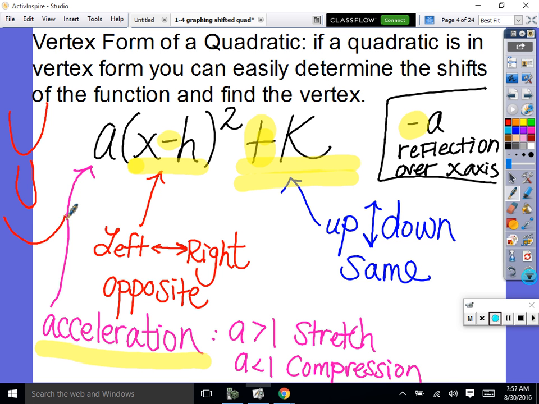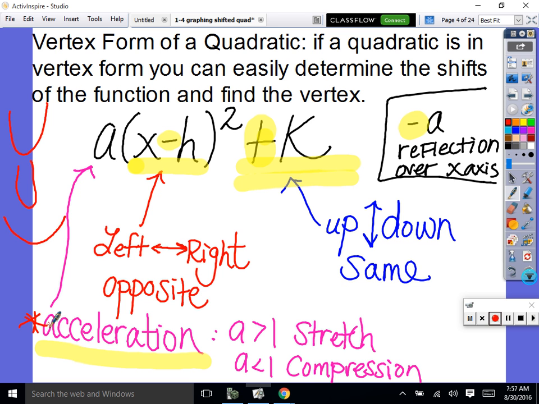So if your a value is less than 1, it's called a compression. You're compressing it down. If that makes sense, it's a lot easier to remember, okay? And you'll refer back to this often. Okay, and then last but not least, I have to say this one thing.